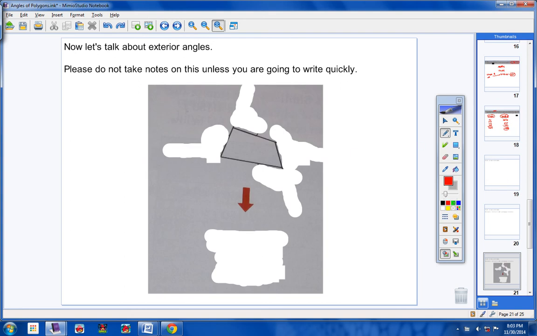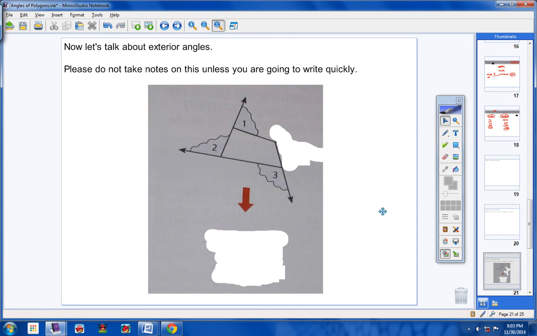Here we go. Now, look at this really nice, pretty quadrilateral I have here. I've got a nice 4-sided quadrilateral. Do you see that? Now, look what I have. I have exterior angle number 1. I have exterior angle number 2. Exterior angle number 3. And exterior angle number 4. Do you see that? Look what I did, guys. I extended one side here, one side here, one side here, and one side here.